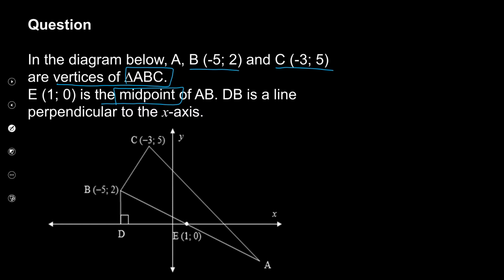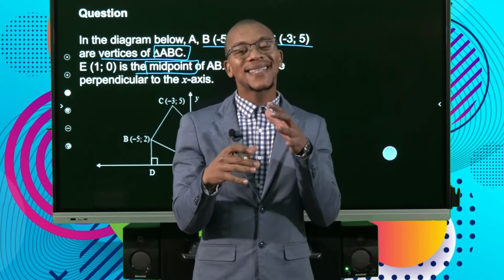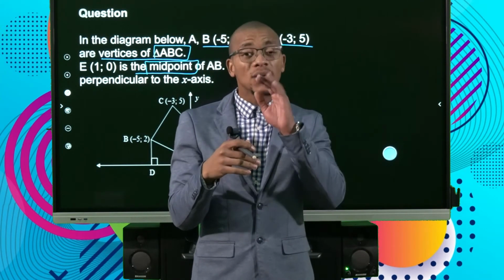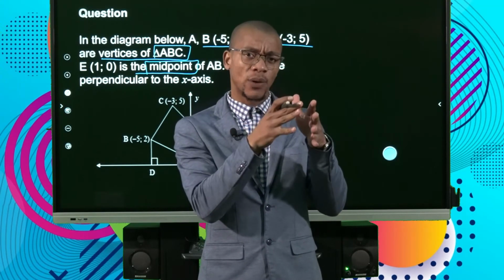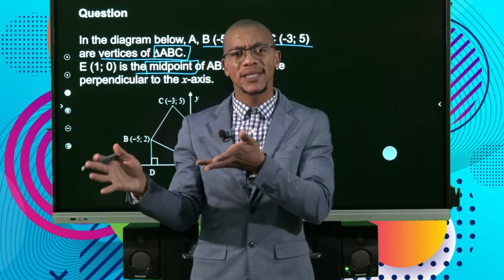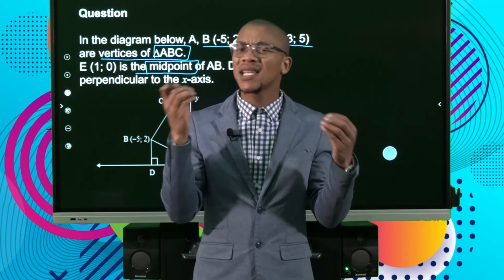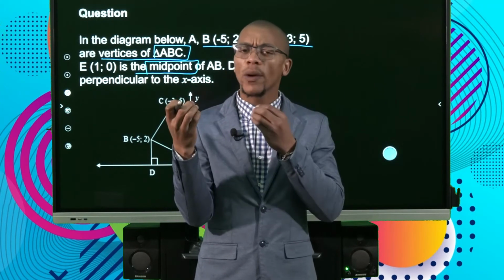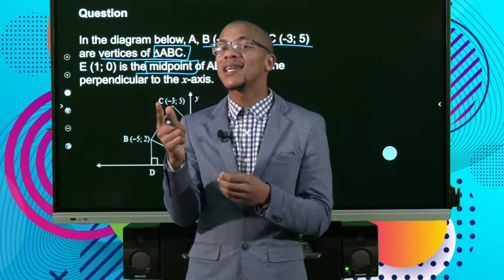As soon as we know that E is the midpoint of AB, it tells us that we are going to try and use that concept of the midpoint to find the coordinates of the unknown point that they gave us, which is A, because we don't know what A is. Remember, that's what we normally use the midpoint for. Either we find the midpoint itself, or we use the midpoint to find unknown coordinates.